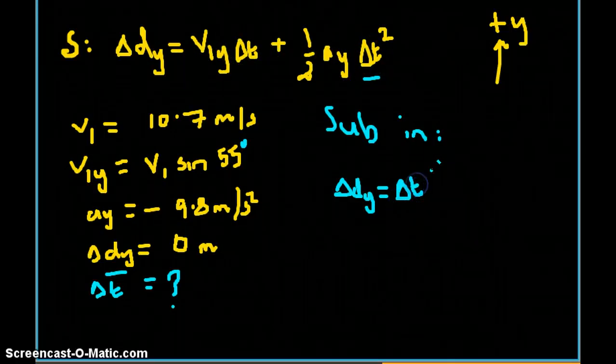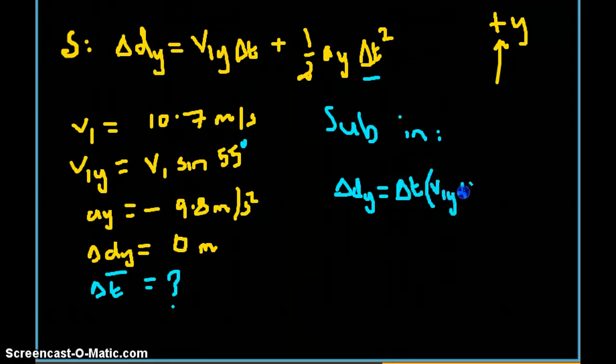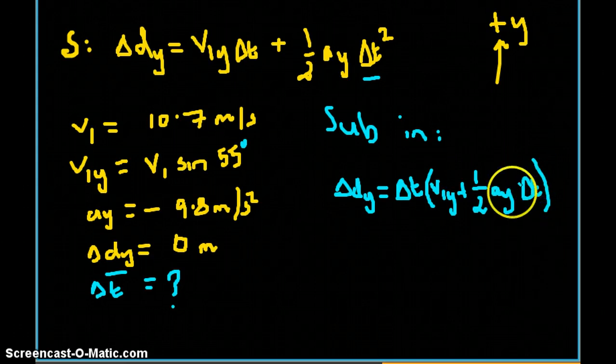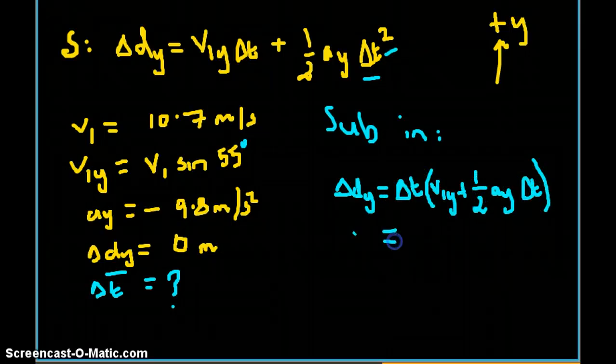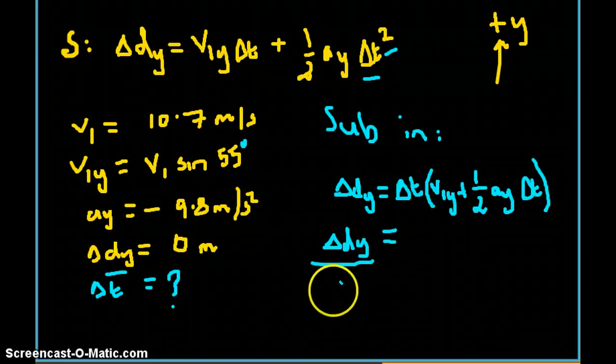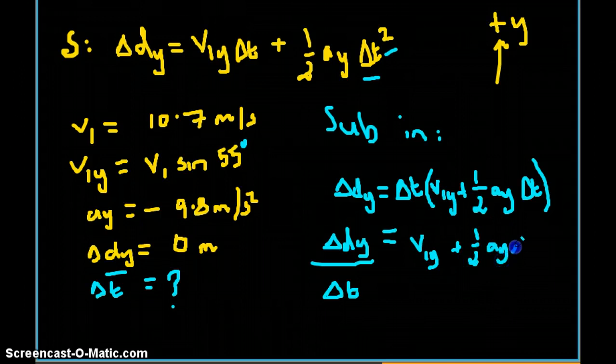If I factor out delta t in the first expression, I'm just left with v1y, and in the second expression I'm left with half ay and another delta t. I'm still left with a delta t in the second expression because there's a delta t squared, so delta t times delta t gives me delta t squared. On this side of the equation, I can take delta dy and move this delta t to the other side, and on this side I'm simply left with v1y plus half ay delta t.